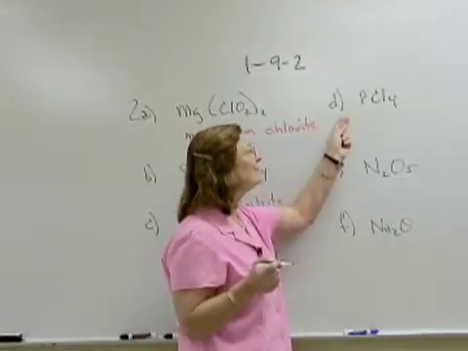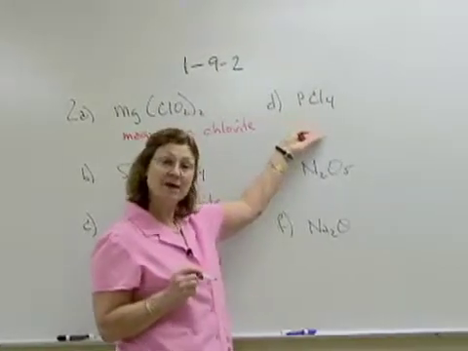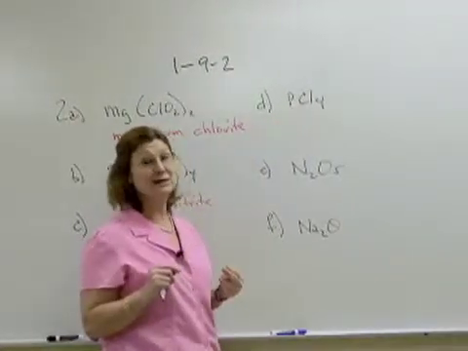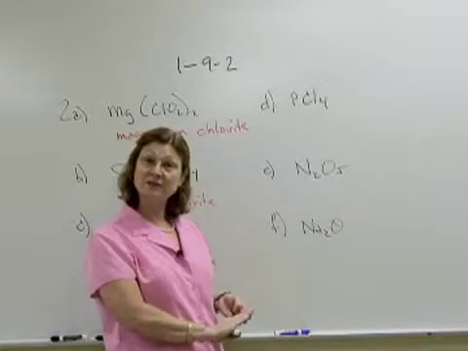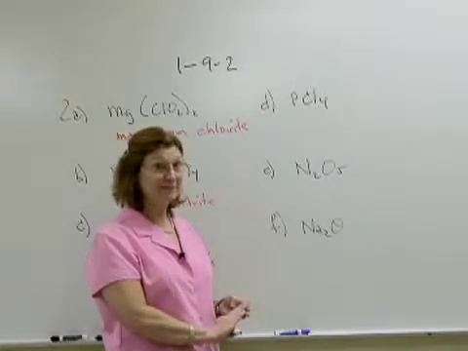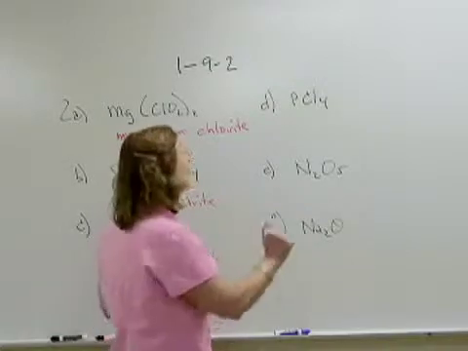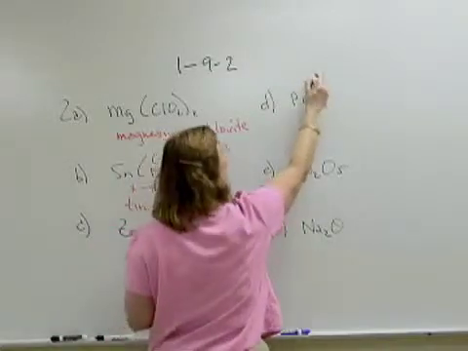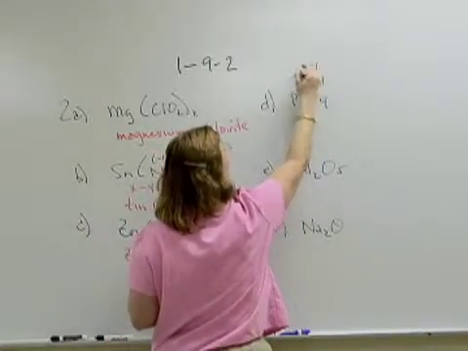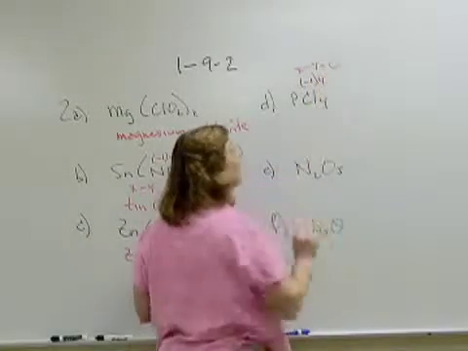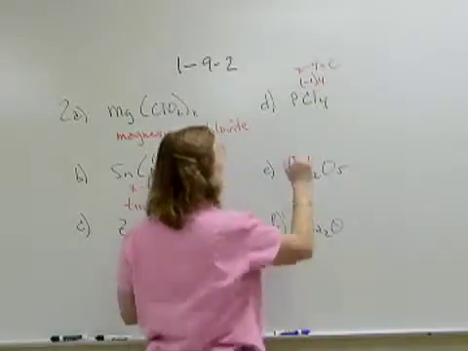Now in D, this is a nonmetal with a nonmetal. So there's 2 ways that I could name it. It could be phosphorus tetrachloride, or the way I would give it to you is with Roman numerals. And chlorine is -1 times 4 is -4. Therefore, phosphorus must be +4.